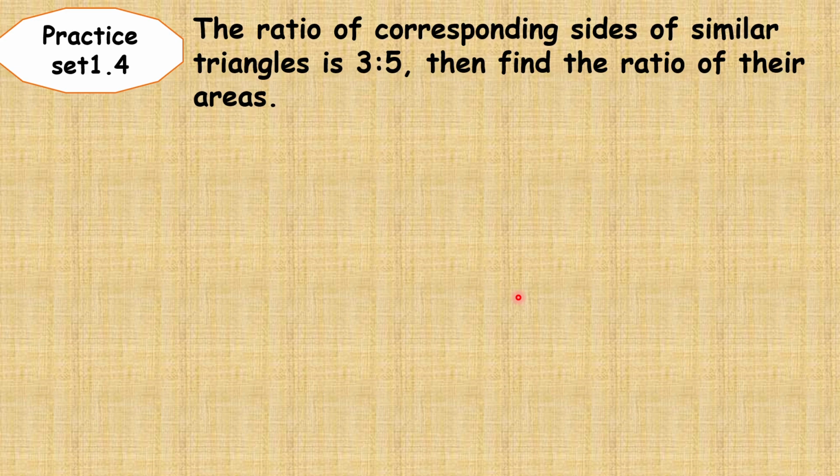A one-mark example will definitely come. The ratio of corresponding sides of similar triangles is 3:5.